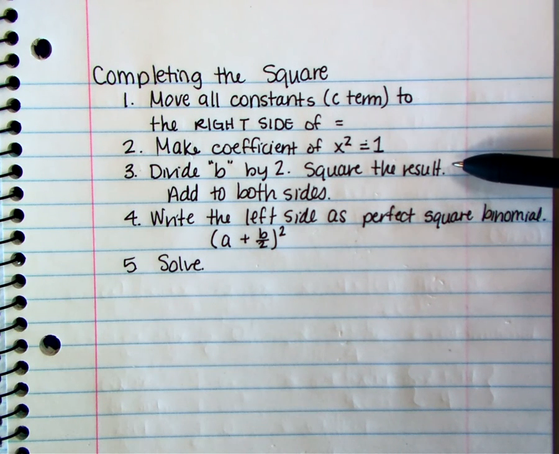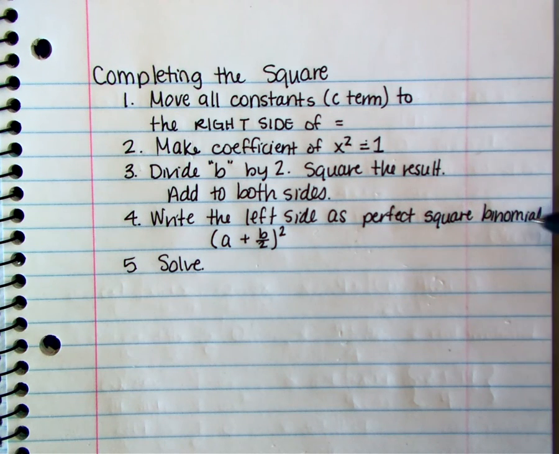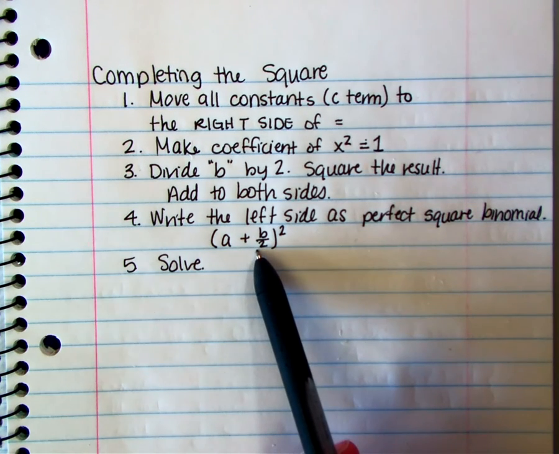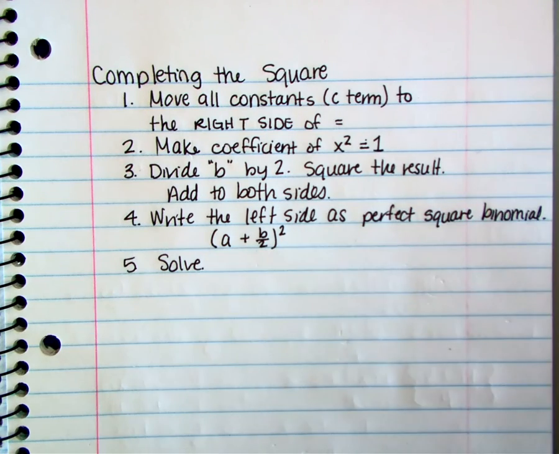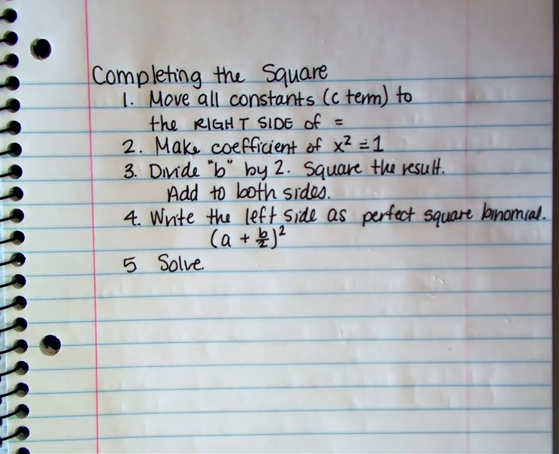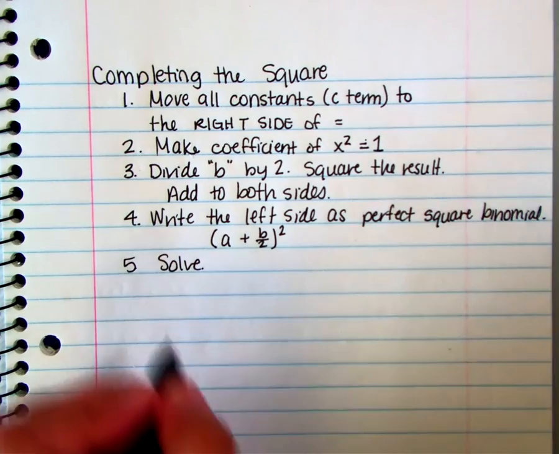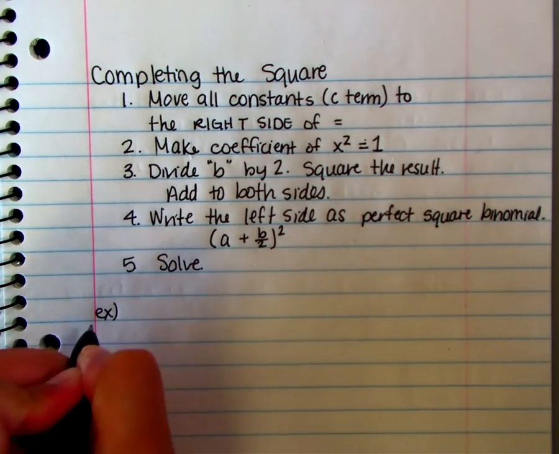This is how we're going to get a perfect square trinomial, and that's important so that in the next step, we can write a perfect square binomial. That's what it's going to look like: we're going to have something plus or minus something else, squared. And then from there, all you want to do is solve it. So those are your steps. Let's look at a couple of examples going through those steps.